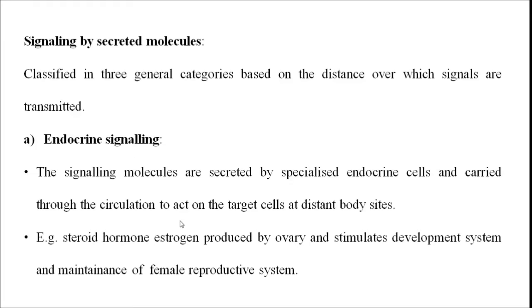An example of such endocrine signaling molecules are the steroid hormones. For example, estrogen. Estrogen is mainly produced by the ovary, but it shows its effect on the female reproductive system. So, the main function of this steroid hormone estrogen is to stimulate the development and to maintain the female reproductive system.